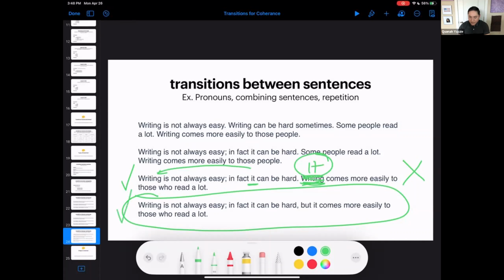So this one here down at the bottom is also correct, but it's actually combining sentences together. So it's basically combining this sentence with this sentence as a comparison. So, but it comes more easily to those who read it a lot. What's happening here on the top is that there's a repetition within the subjects itself. So writing, writing, writing. So we kind of want to eliminate a lot of that repetition. And the next one is not relevant at all. Some people read a lot. Well, we're talking about writing, but all of a sudden we shift to read a lot, right?